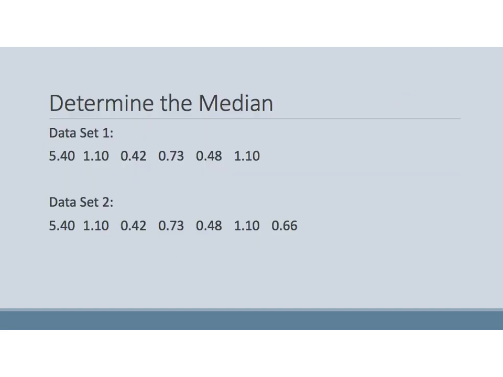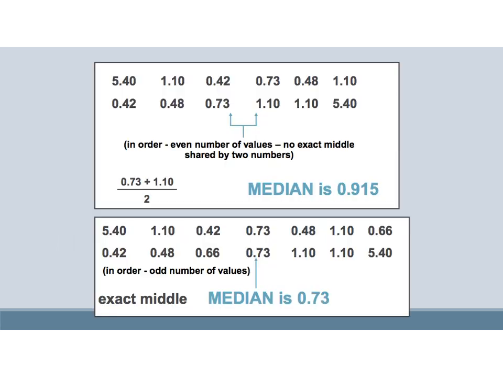So again, take those two data sets and determine the median. When you're ready to see the answer, push play. So if we take the first data set and order it low to high, we see that because we had 6, that the middle fell between 0.73 and 1.10. So we added those together, divided by 2, and the median is 0.915. In the second one, there's an odd set of numbers, so there is an exact middle, so our median is 0.73.